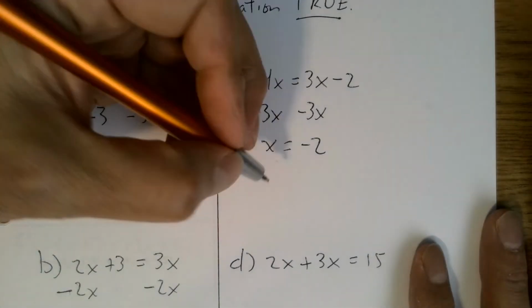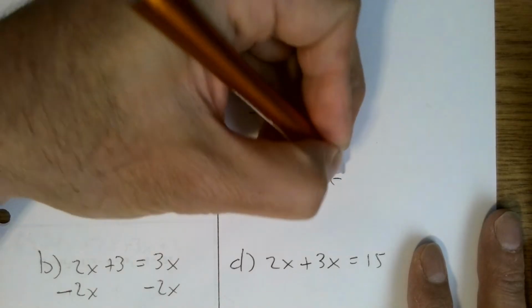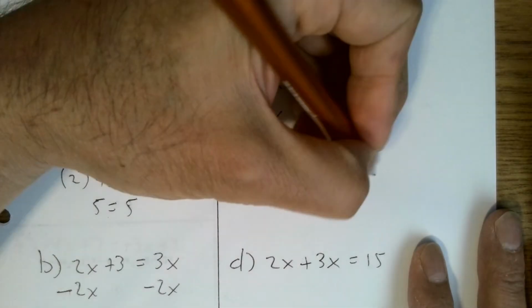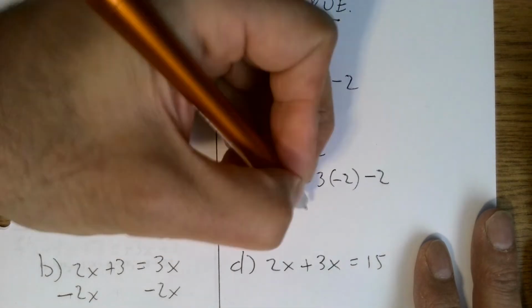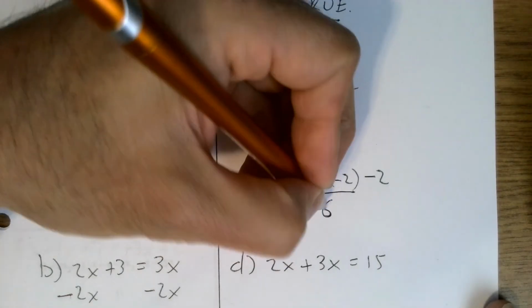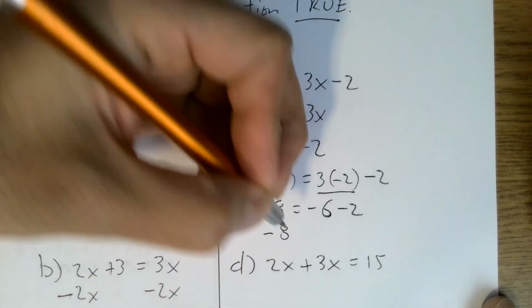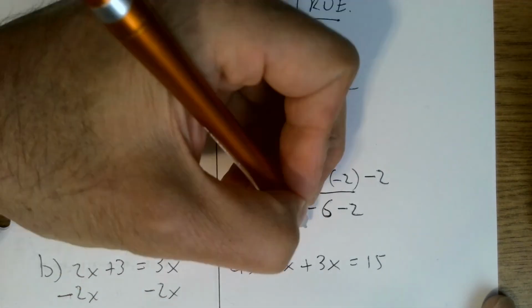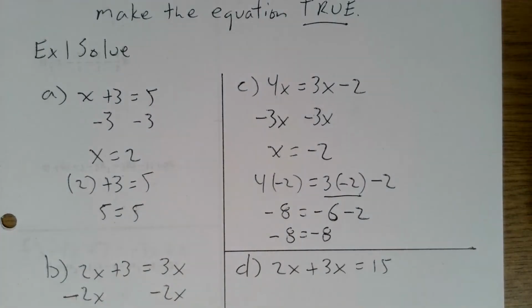And again, let's do our check. 4 times negative 2 equals 3 times negative 2 minus 2. 4 times negative 2 is negative 8. BEDMAS, I'll do that first. 3 times negative 2 is negative 6. Minus 2, left side stays as negative 8. Right side, negative 6 minus 2 is also negative 8. So it's true. I'm just going to draw a line here to separate these two questions. Okay, C's all done. Let's have a look at D.